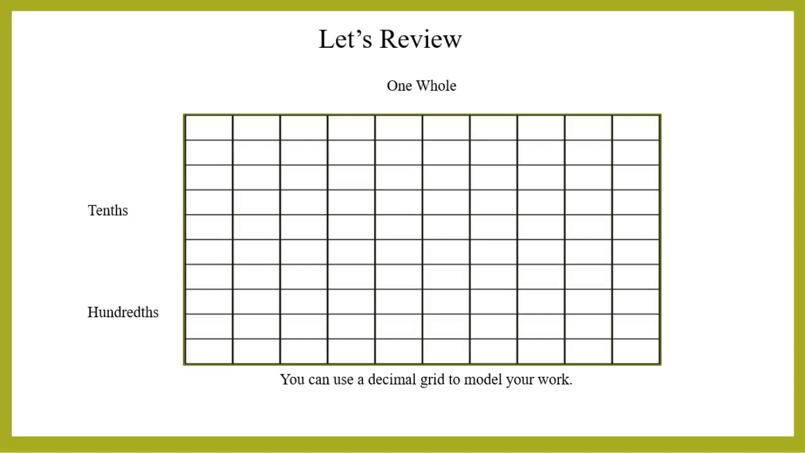Let's review what our model looks like today. We can begin by using a model. This is a hundredths grid. It contains 100 parts inside one whole. Each square is 1/100th of the whole. We can show that by highlighting the area.